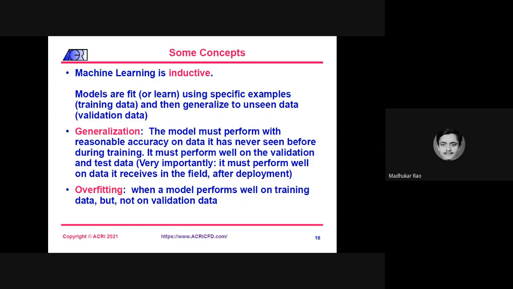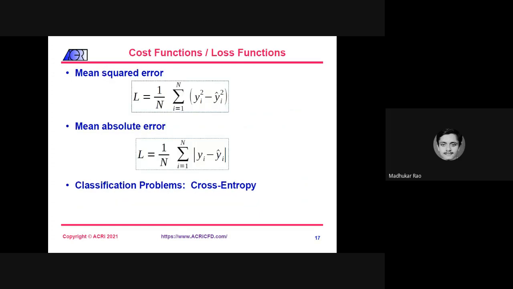And you will see another concept called overfitting, when a model performs very well on training data, but not on your validation data. So these are all things that you'll see in papers. And the typical cost functions or loss functions that you use for training your data is usually mean squared error. You must be familiar with this from fitting least squares straight lines to data. So it's the same concept.